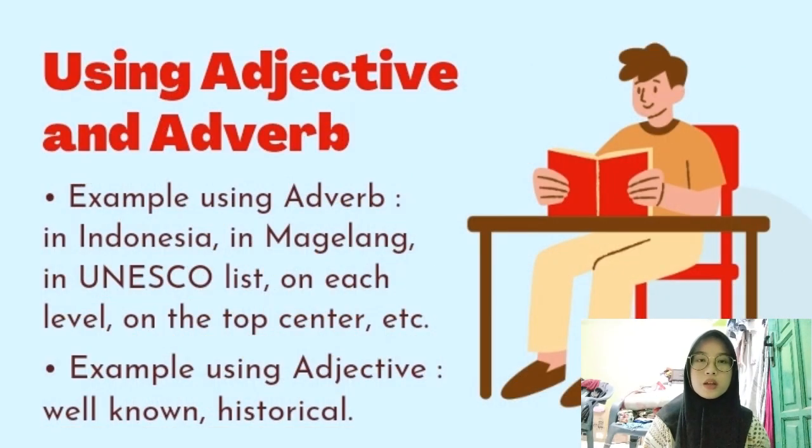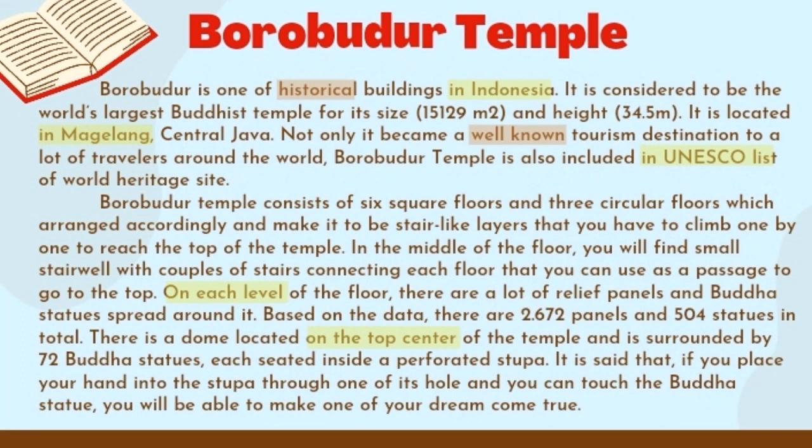Next, using adjective and adverb. For example, the adverbs in this text are: in Indonesia, in Magelang, in UNESCO list, on each level, and the last one is on the top center. Example of using adjective in this text: the first one is historical, well-known, and so on. The words highlighted in orange are adjectives, and the yellow ones are adverbs.